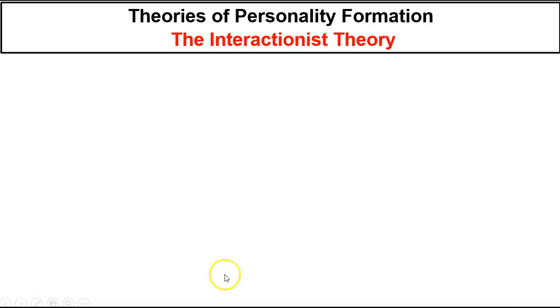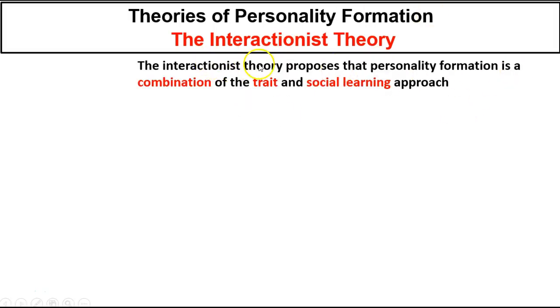Okay, going on then, the final theory, the interactionist theory. The interactionist theory of personality basically says it's really simplistic to say that you have all of your personality from an innate point of view, that you inherit it. And it's also really unrealistic to say that you have your personality from learning from significant others. What's more realistic is a combination of these two in action. So the interactionist theory proposes that personality formation is a combination of the trait and social learning approach. So it's a bit of both. And what does that mean? You're always going to get a mark for saying it's a combination of these.